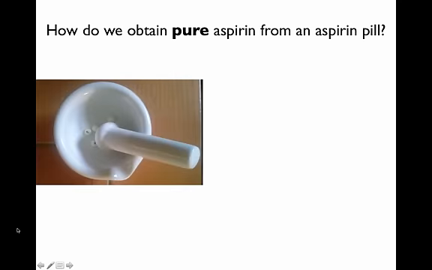At this point, I'm going to take you through many of the different steps of the lab, trying to explain what's going on along the way. So at one of the beginning steps of the lab, basically what you're going to do is take 4 pills of aspirin. They're shown here, number 1, 2, 3, and 4.